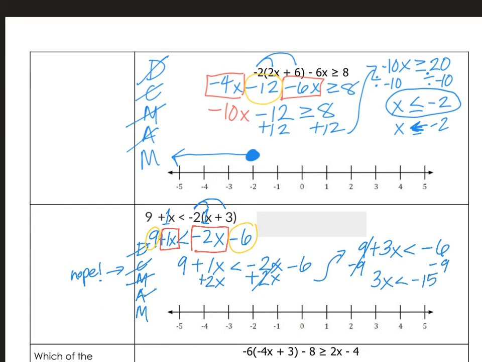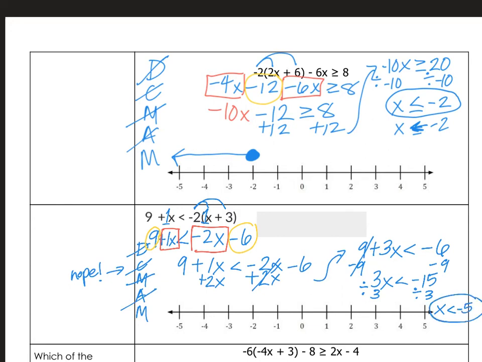Okay? Now my last step is, if I see multiplication, then I need to divide. If I see division, I need to multiply. I see multiplication, so I need to divide by positive 3 on both sides. When I do that, I get x is less than negative 5.